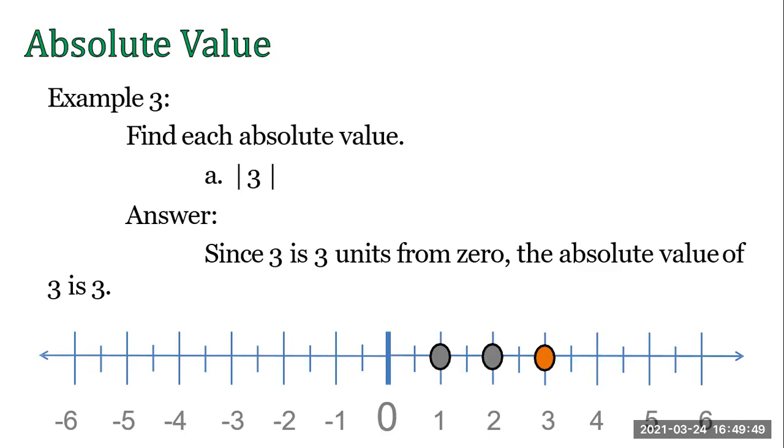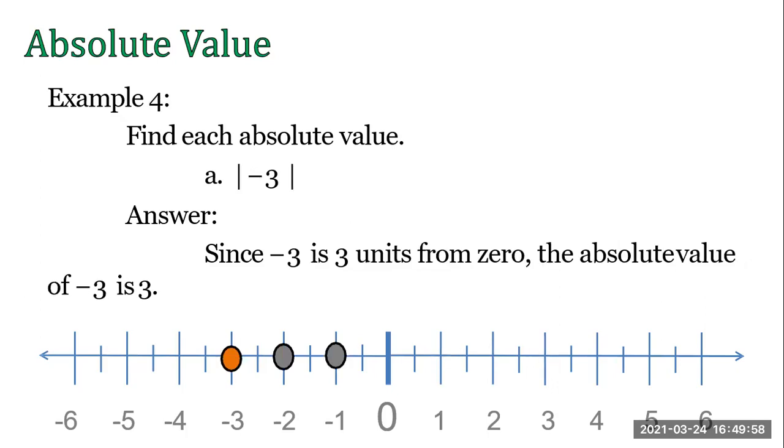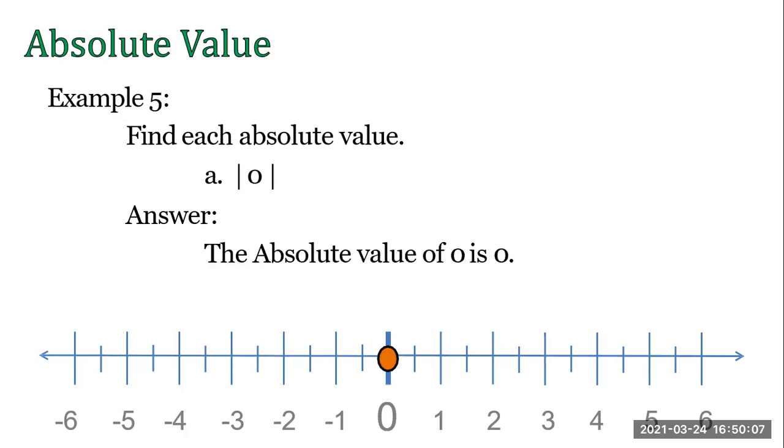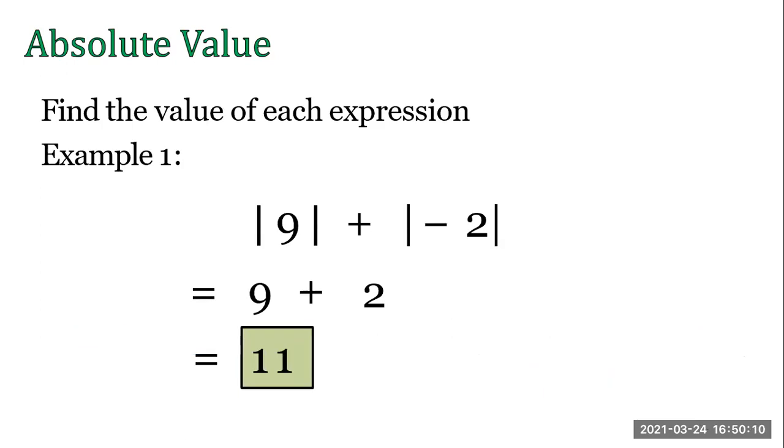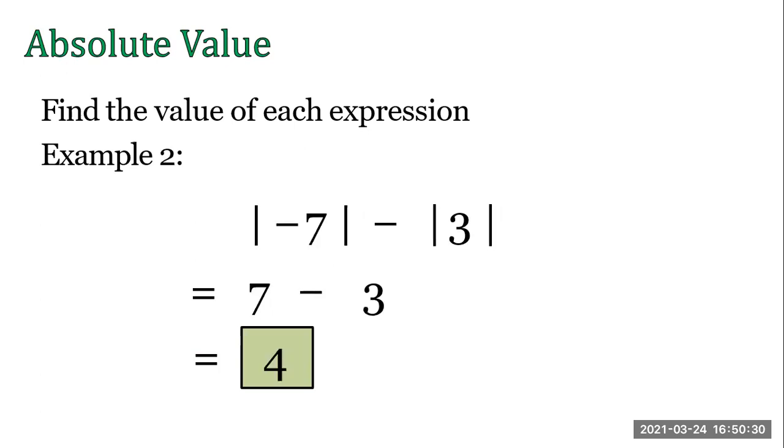Find the absolute value of 3. Since 3 is 3 units from 0, the absolute value of 3 is 3. For -3, that is positive 3. And for the absolute value of 0, that is also 0. Then find the value of each expression. Example, absolute value of 9 plus absolute value of -2. So the absolute value of 9 is 9, plus the absolute value of -2, just remove the sign. So that is 2. Then add now, we have 11.